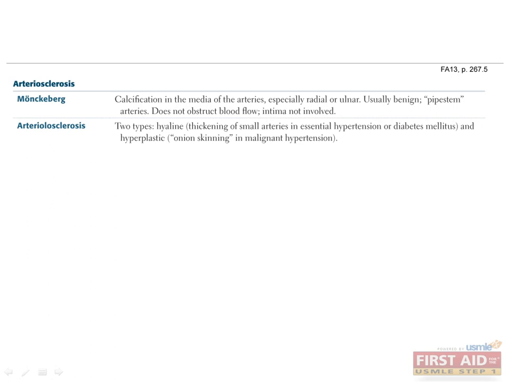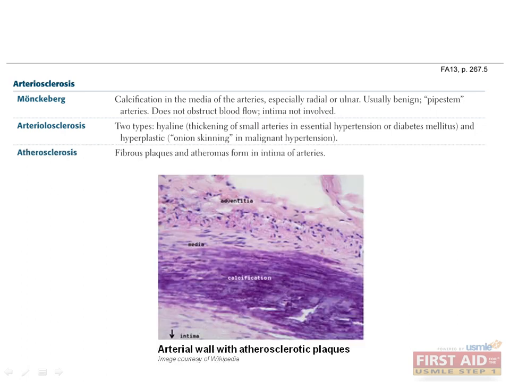The second type is known as arteriolosclerosis, and this is the microscopic finding of hyaline thickening in small arteries. This is a pathognomonic finding of small vessel diseases such as hypertension and diabetes. The final type, and probably the most important, is atherosclerosis, which we'll talk about on the next slide.